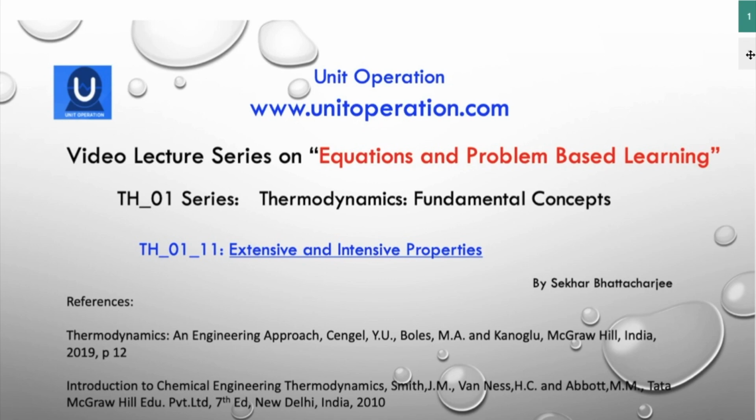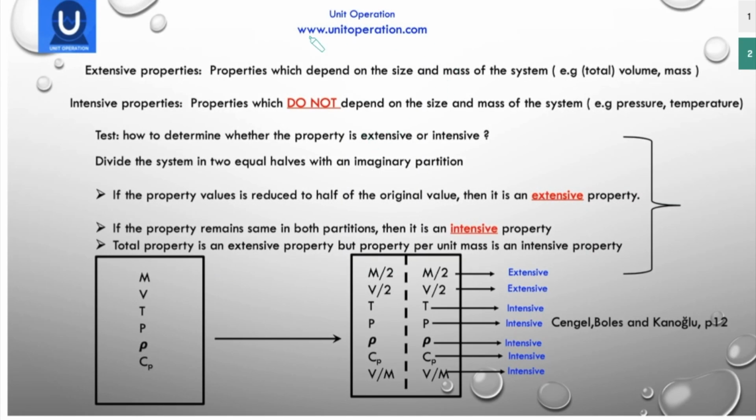Let's go to the next slide. An extensive property is a property which depends on the size and mass of the system. What is the total size of the system? That is important. So if the size increases and the value of the property increases, then it is an extensive property. So if I go from here to a larger size, and the value of the property here and here are different because of the size, then of course it's an extensive property.